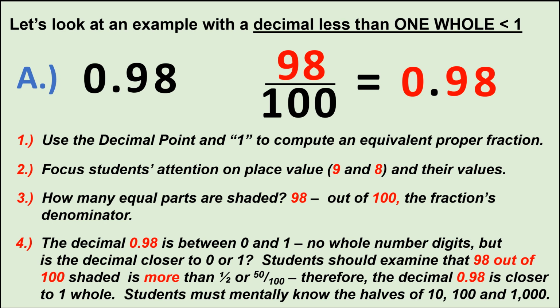Finally, the magnitude of the decimal. How big is it? The decimal, 0.98, is between 0 and 1. No whole numbers. But is the decimal closer to 0 or 1? Students should examine that 98 out of 100 shaded is more than 1/2 or 50 over 100. Therefore, the decimal, 0.98, is closer to 1 whole. Students must mentally know the halves of 10, 100, and 1,000.